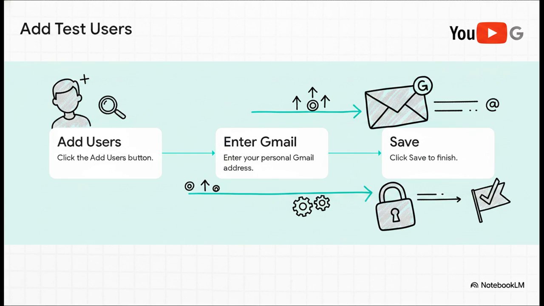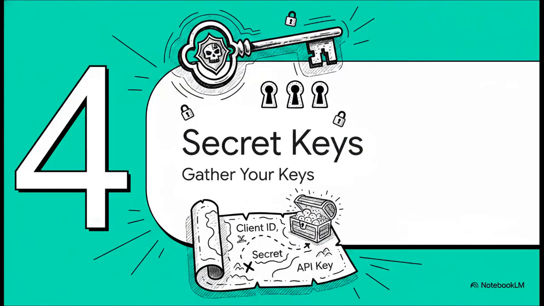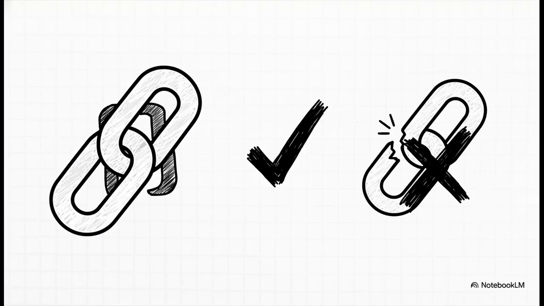Done. Checkpoint cleared. All right, Section 4, forging your secret keys. Gathering the client ID, secret, and API key. Okay, we're now entering what is absolutely the most critical zone of our scavenger hunt, the credentials page. We're going to create an OAuth client ID, but please pay really close attention here because this is crucial.